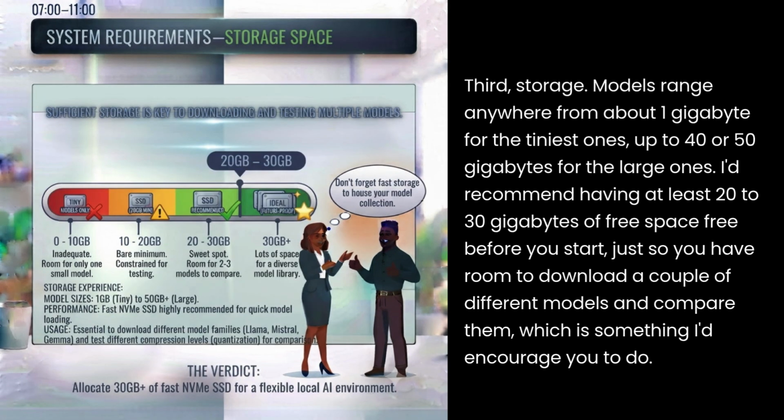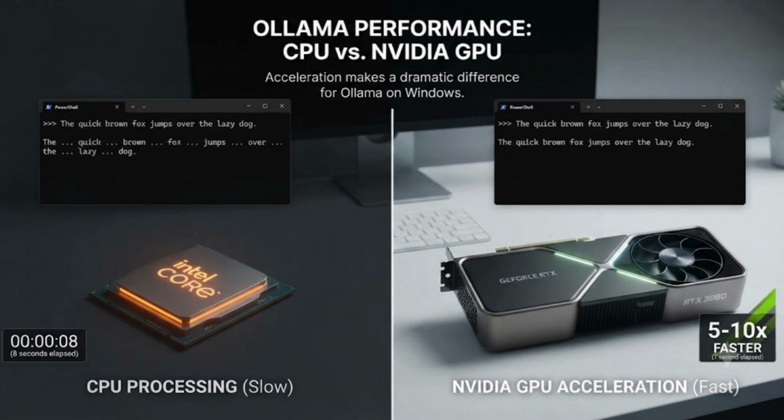Third, storage. Models range anywhere from about 1 gigabyte for the tiniest ones, up to 40 or 50 gigabytes for the large ones. I'd recommend having at least 20 to 30 gigabytes of free space before you start, just so you have room to download a couple of different models and compare them, which is something I'd encourage you to do. Fourth, and this is the one that matters most for speed, your graphics card.